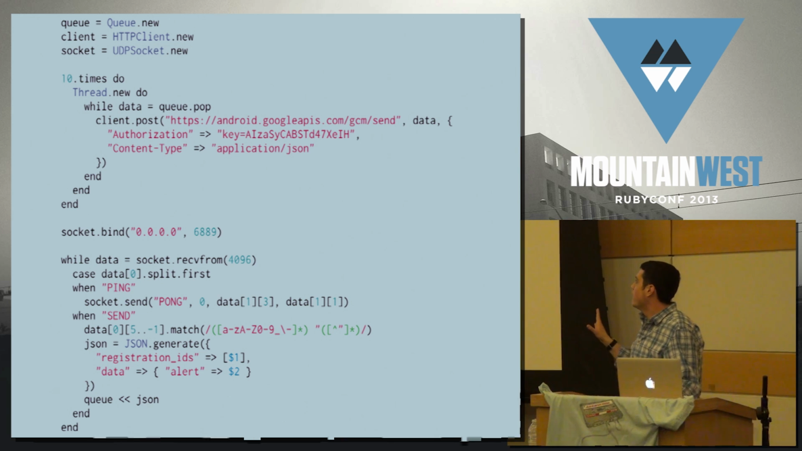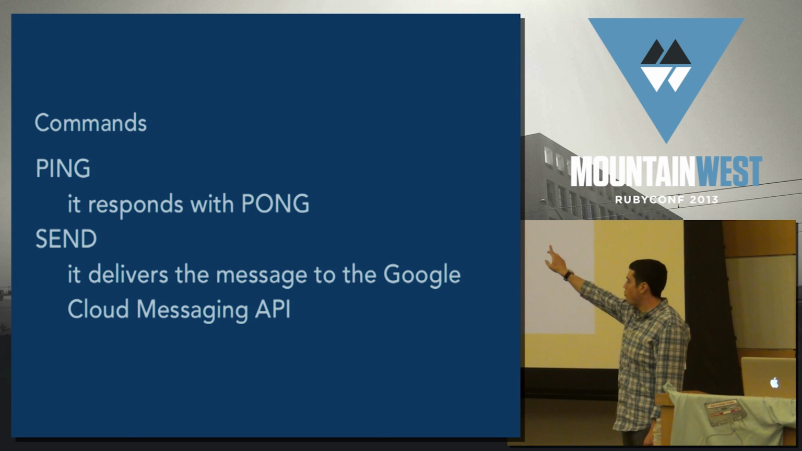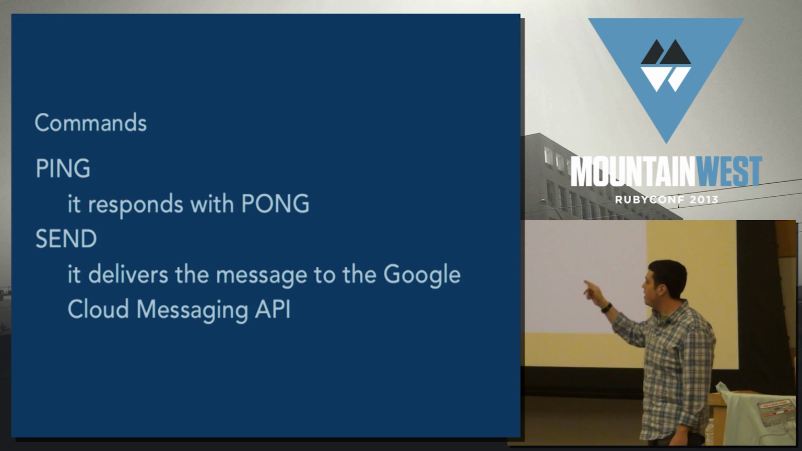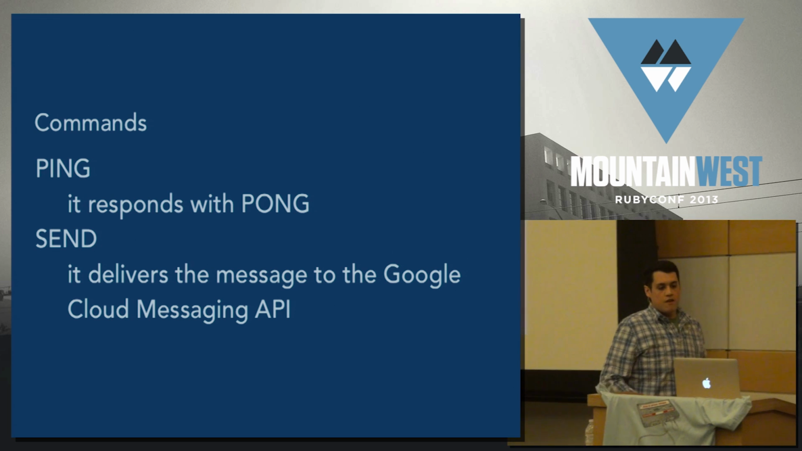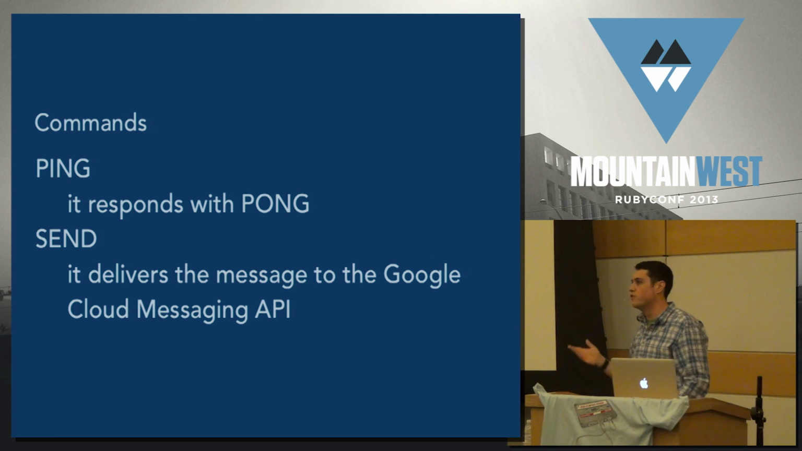Let's just talk about what this thing does. So there's two externally visible behaviors in our push daemon. There's one command called ping, which is a simple health check. If we ask the push daemon to ping, it responds back with pong. And then there's a command send. Send is the central command of our system. It's the thing that delivers messages to Google's API.